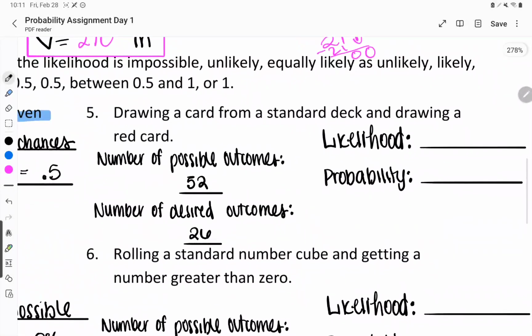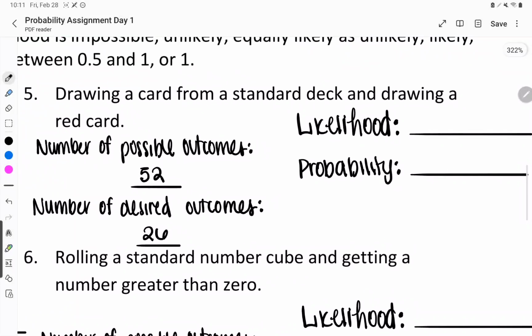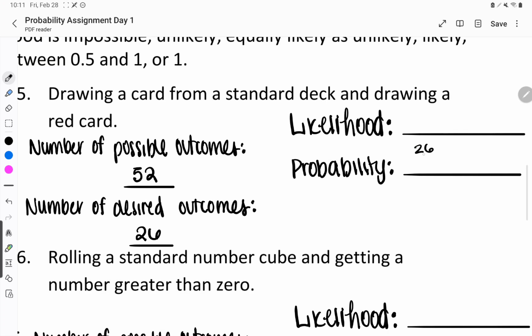The next one says drawing a card from a standard deck and drawing a red card. The total number of possible outcomes are 52, because that's how many cards are in a deck. The number of desired outcomes is 26, because that's how many red cards are in a deck. So my probability is 26 out of 52. Well, if you look, 26 is half of 52. So what's the probability of that happening? 0.5, which makes the likelihood what? Equal chances. If it's 0.5, you have equal chances.